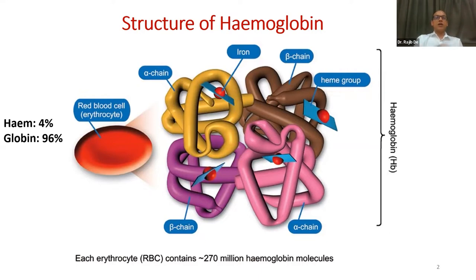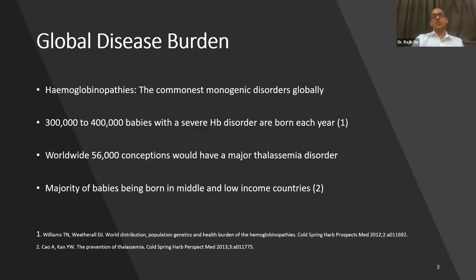So thalassemia is the abnormality of the globin chain, which makes the hemoglobin molecule fragile, and it causes the destruction of hemoglobin molecules at their formative phase in the bone marrow. So it is essentially an ineffective erythropoiesis rather than a typical hemolysis or hemolytic anemia, which is basically destruction of RBCs. But the global burden of thalassemia is huge, because hemoglobinopathy is the commonest monogenic disorder globally. Although mostly it is sickle cell, at least 3 lakh to 4 lakh babies with a severe hemoglobin disorder are born each year, and worldwide around 60,000 conceptions with major thalassemic disorders occur every year.